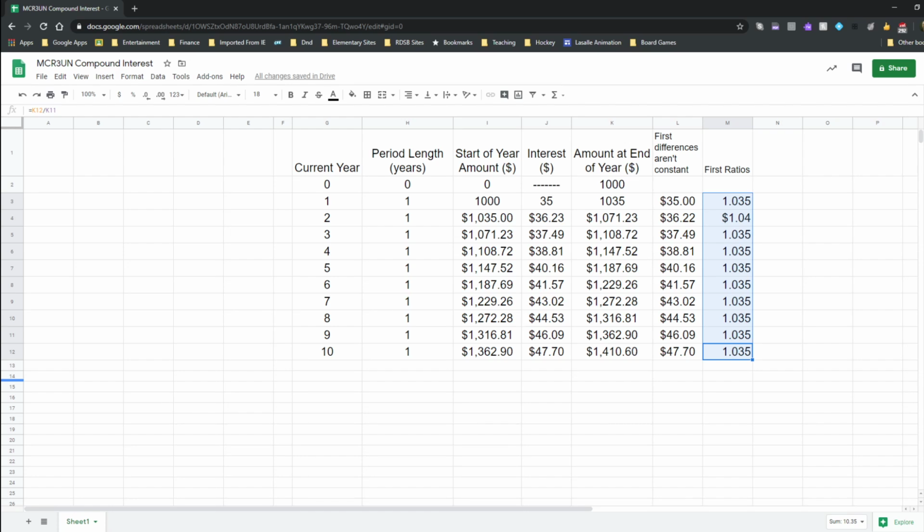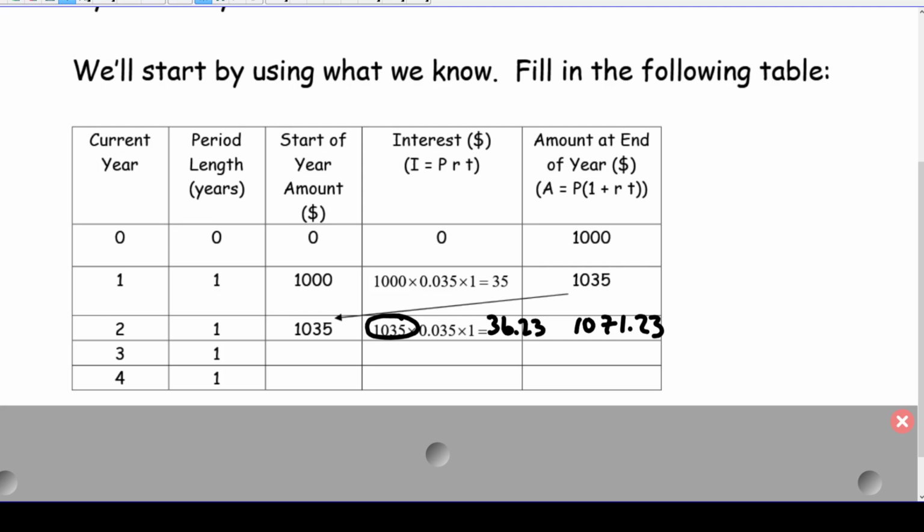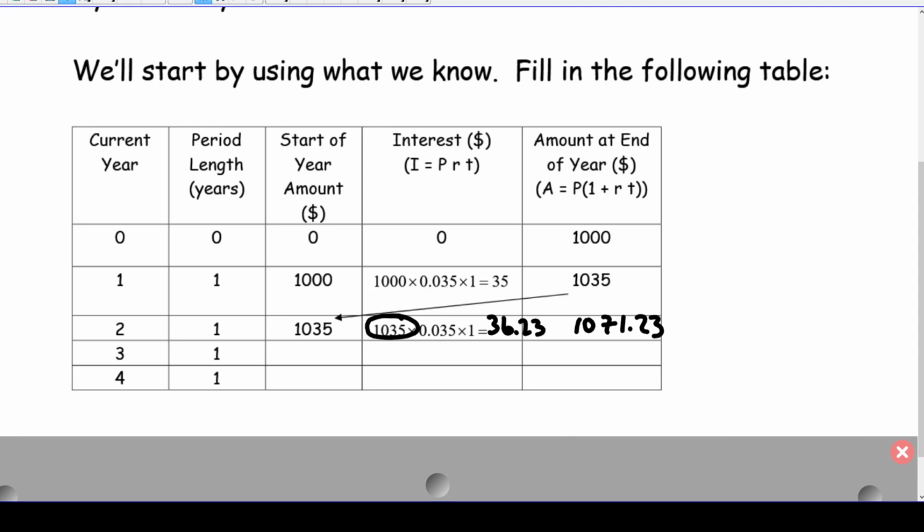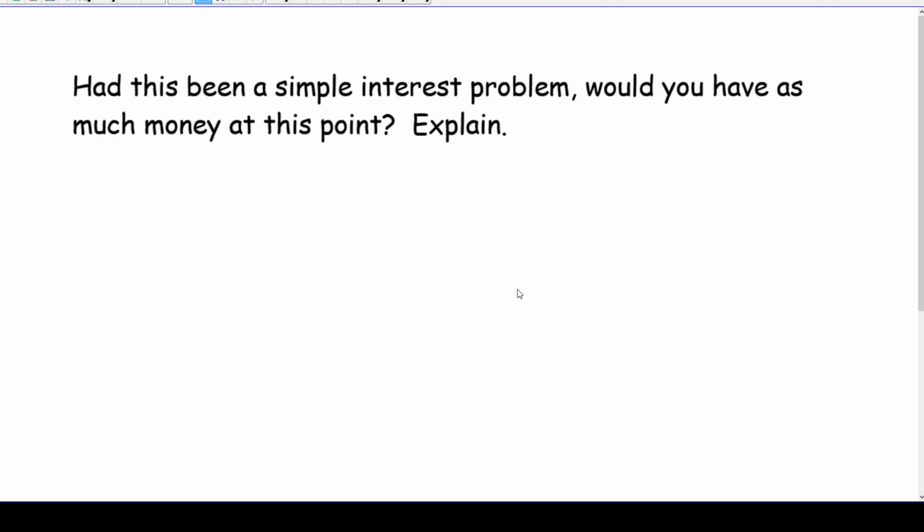Okay. So let me go back to the smartboard here. I'm not going to fill in the rest of these values. The table of values on the spreadsheet will do that nicely for us. Let's just move over to the next slide.